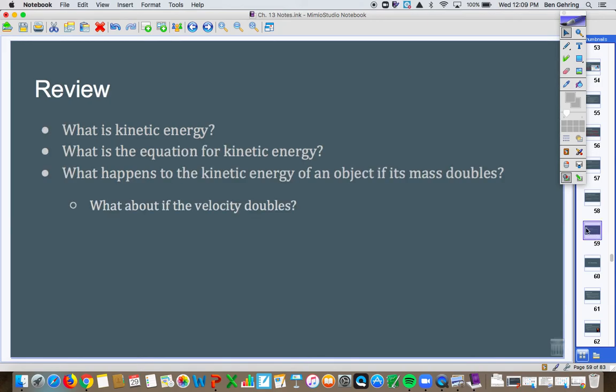All right, some final questions to close things up. First question, what is kinetic energy? You should be able to define kinetic energy. I also want to know what my equation is. And then last one, what happens to the kinetic energy of an object if its mass doubles?